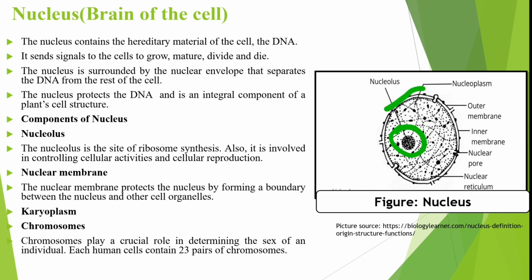Then nuclear membrane is the outermost layer of the nucleus. Then karyoplasm or nucleoplasm. Nucleoplasm is the matrix part of the nucleus or the liquid part of the nucleus. Then chromosomes are present. Chromosomes play a crucial role in determining the sex of an individual. Each human cell contains 23 pairs of chromosomes.